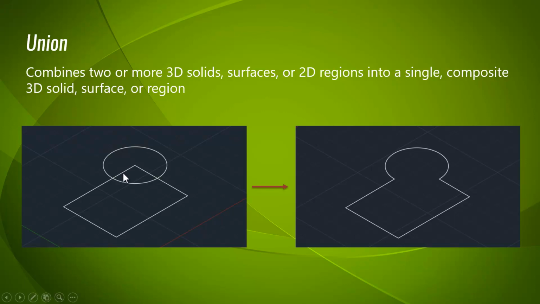As you can see here in this drawing, you have two different regions like this. So when you use the union command, it will combine them together to become a single object like this. You can use this union command in 3D solids also to create complex designs and structures. Now let's see the union command in the software.